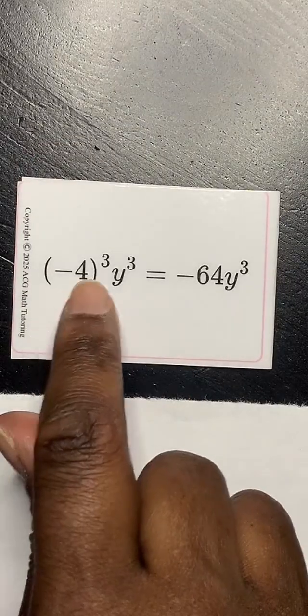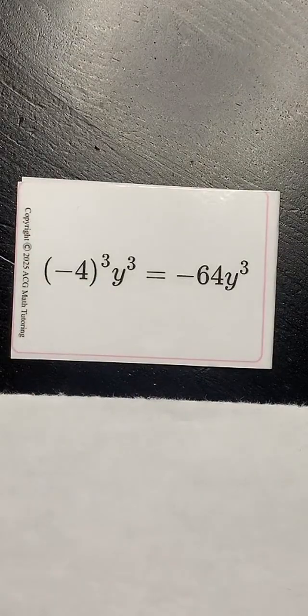Okay, so negative 4 cubed is the same as saying negative 4 times negative 4 times negative 4, which gives me a negative 64. And then you have your y cubed that comes on down. Okay, yep. So odd exponents are allowed to have a negative coming back out. Okay. All right.